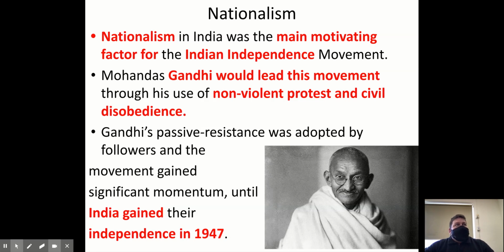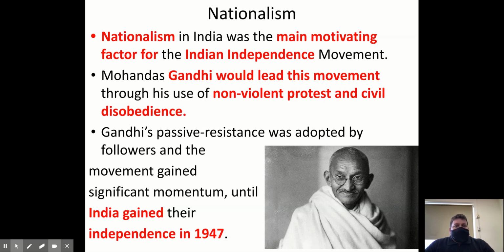Okay? Gandhi famously uses certain strategies to protest against British control. Those are nonviolent protest and civil disobedience. Gandhi's a pacifist. He does not believe in violence in any way. But as far as just following orders, he's not going to do that either. So there's a difference. He's not going to actively fight. He's not going to take up arms against the British, but he's going to find his own ways to protest some of these things that are going on.